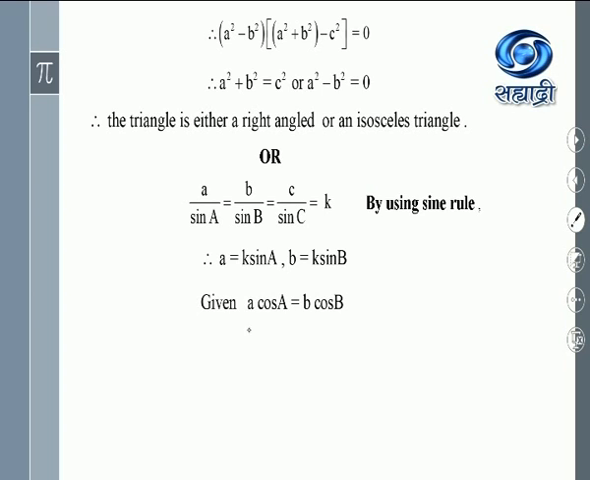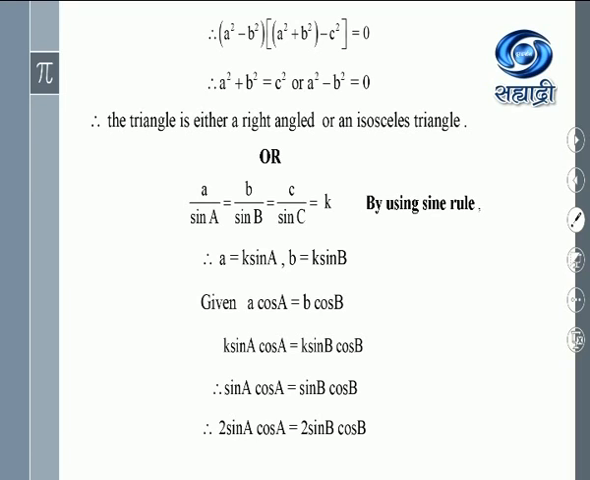What is given to you? a cos A is equal to b cos B. This is given to you. Therefore, in place of a, we write k sine A. In place of b, we write k sine B, and cos B as it is. We cancel k from both the sides because the product is there on both the sides. So we cancel this k and we are left with sine A cos A is equal to sine B cos B.